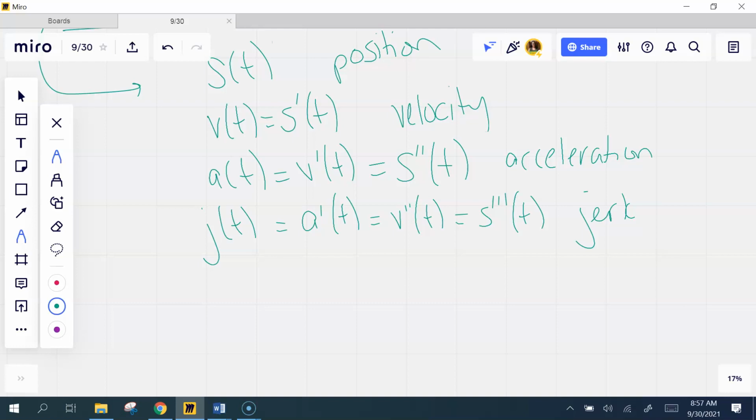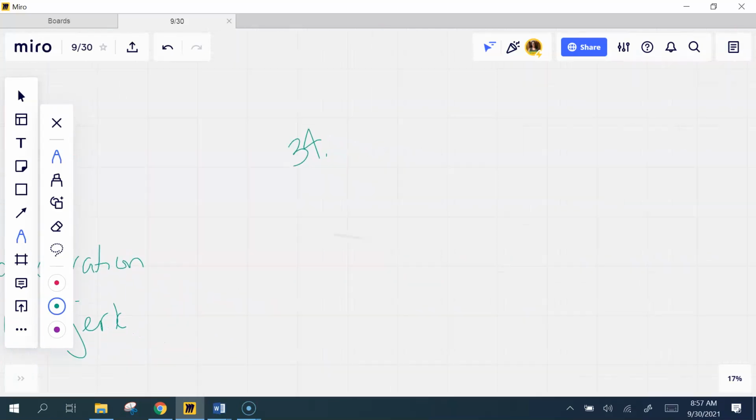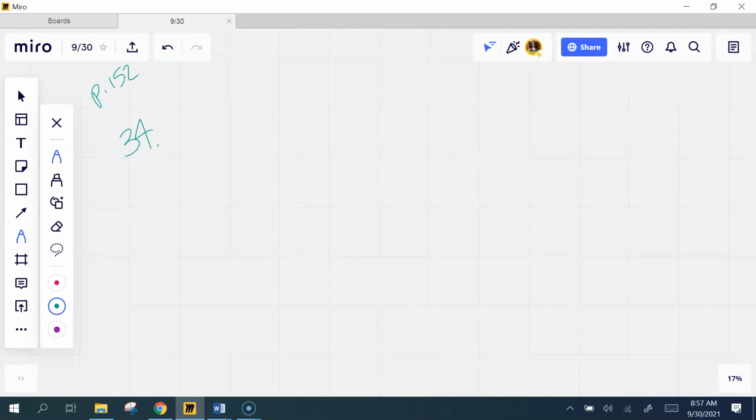All right, y'all got that? This is number 34 on page 152. In the following problem, a body is moving in simple harmonic motion. So that's just like a particle motion problem. Don't get caught up in those words. With position, s equals f of t. s is in meters, t is in seconds. I'm reading this straight from the book.